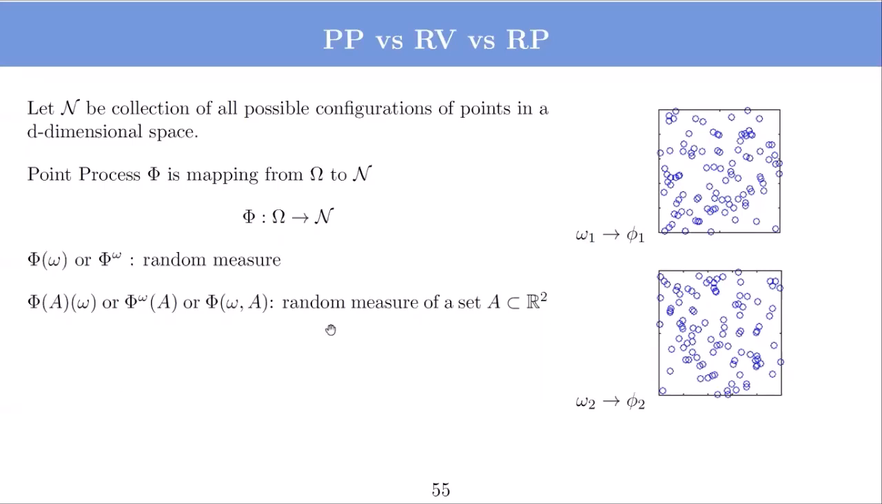But looking at the other definition, some notation people use, instead of phi, is phi(A). What is phi(A)? It is the number of points in the set A. Now if I look at a particular set A, this is again a function of omega, because every realization will give you different points. So I denote phi(omega, A) as the number of points in set A for the outcome omega, and this is a random measure of the set A.